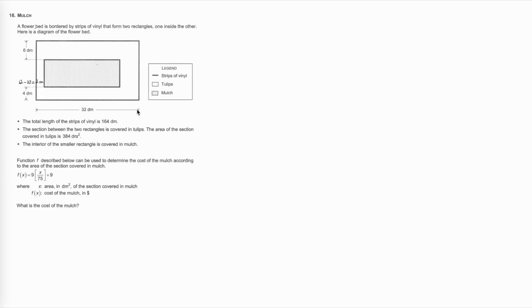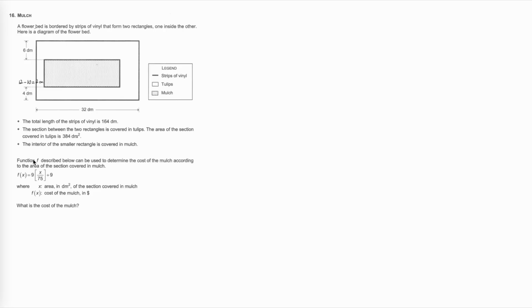This is 32 decimeters long. The total length of the vinyl strips is 164 decimeters. The section between two rectangles is covered in tulips. This area is covered in tulips. The area of the section covered in tulips is 384 decimeters squared. The interior of the small rectangle is covered in mulch.